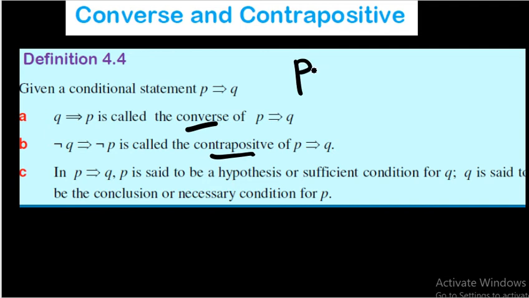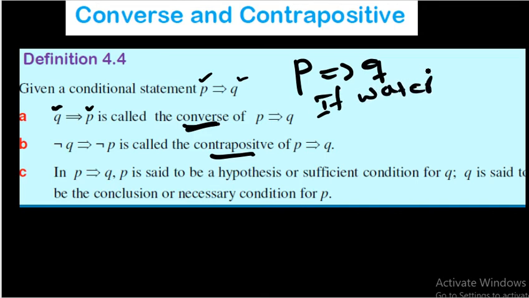The converse of P implies Q simply exchanges the place of the premise and the conclusion. We are going to start with P implies Q. When we say P implies Q, the premise is obviously P, and the conclusion is Q. But when we are talking about the converse, we exchange the places. That's going to be Q implies P directly. It's very simple. For example, we can take one statement and see its converse.